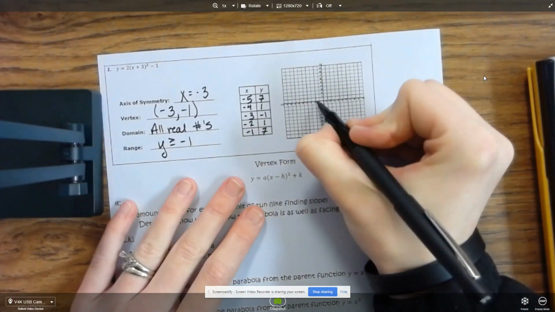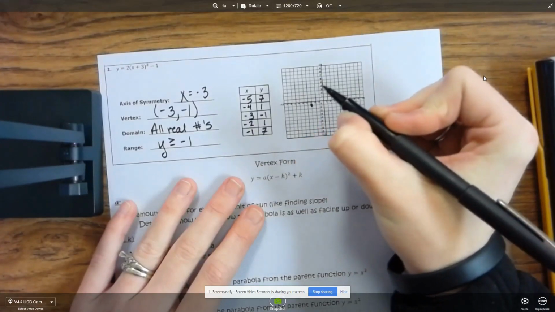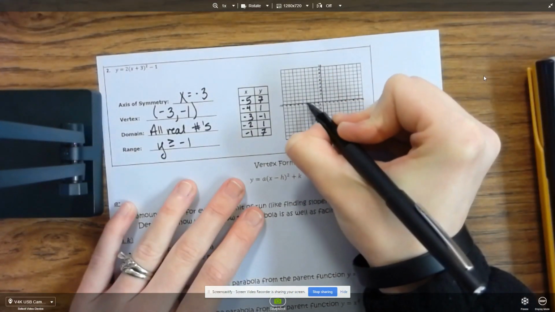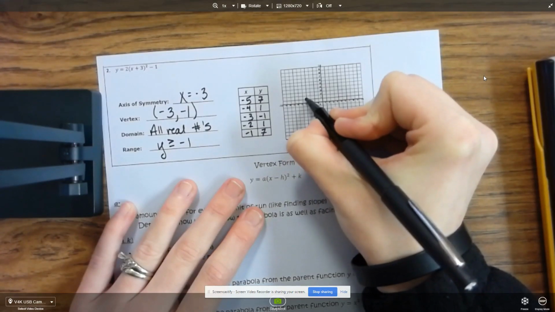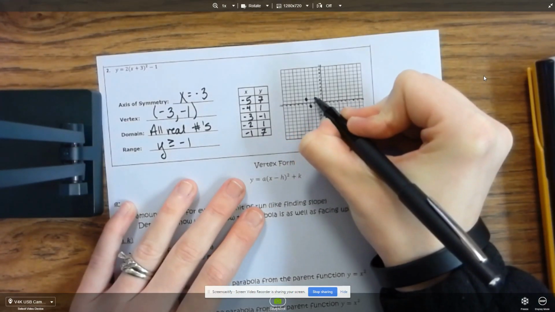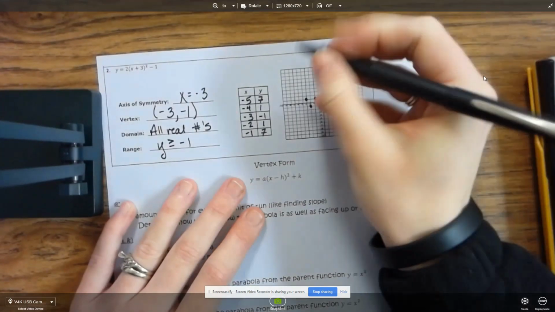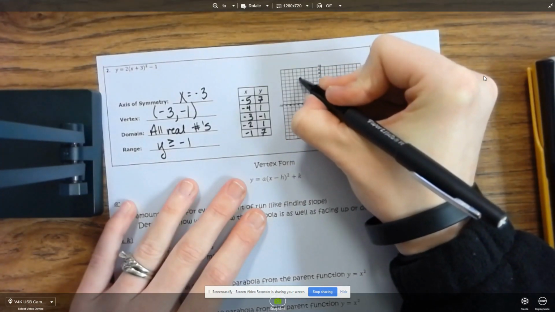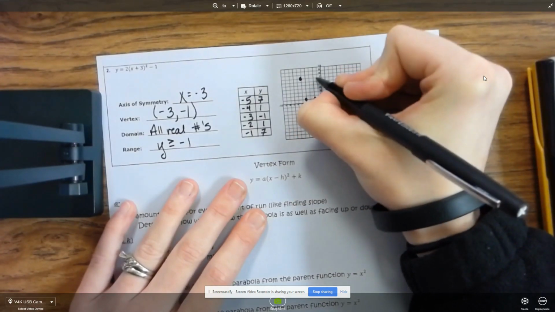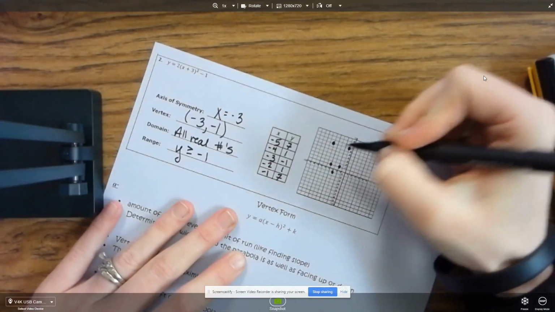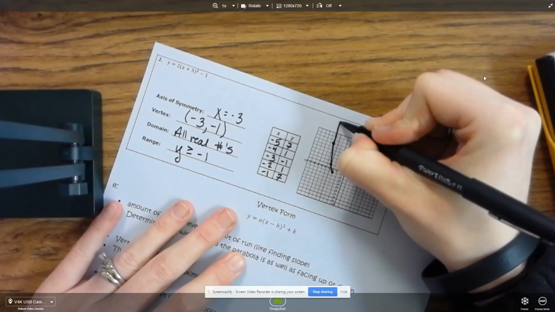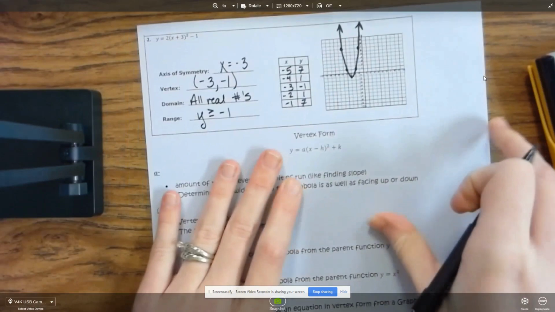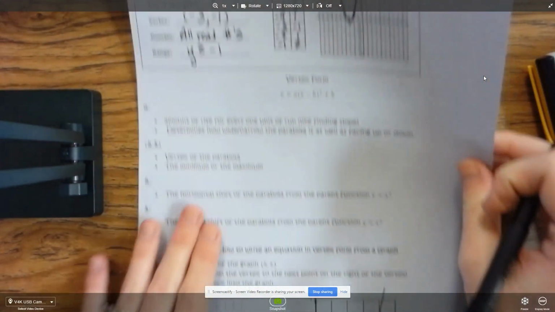So we can graph our vertex at (-3, -1), and then we've got (-4, 1), and then (-2, 1), and then -5, and we go up here to 7, and then (-1, 7). And so there would be your parabola.